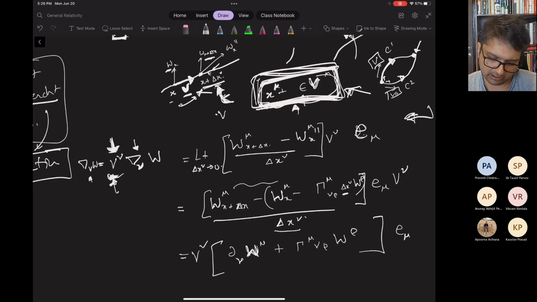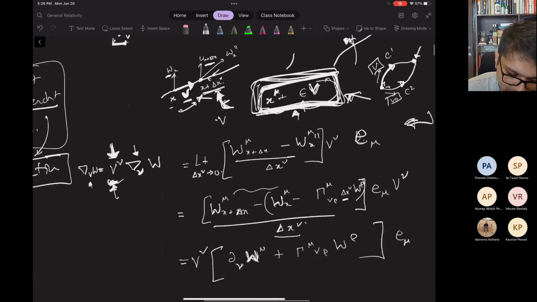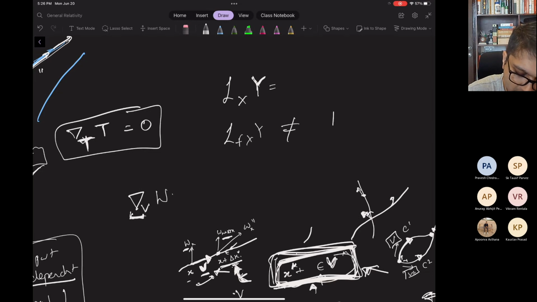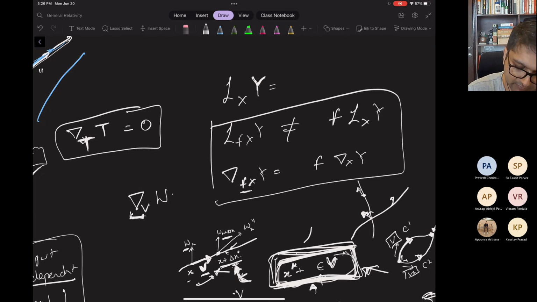Okay, and basically this is really the key point which makes an affine connection different from a Lie derivative, because normally when I take two vector fields and I take the Lie derivative, if I take L_{fX}Y, this is not equal to f L_X Y. But for an affine connection, this linearity of the derivative is true. Okay, and this is the key thing that distinguishes the Lie derivative from the affine connection.